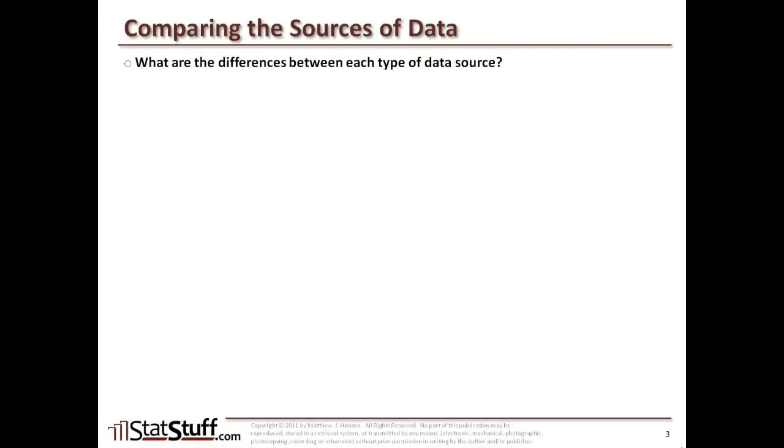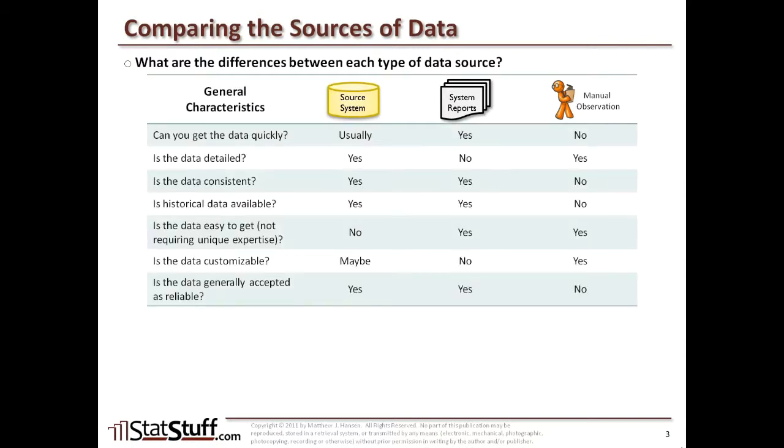Well, again, the different source systems that we refer to where we might collect our data are the source system or maybe multiple systems itself where we're collecting the data, or system reports that are coming from that source system, or maybe some manual observation where we're tracking that data manually. Well, let's do some comparisons between these different sources and talk about the differences between them. So for example, can you get the data quickly? Well, usually from a source system, you usually can, but it might require some additional expertise for someone to actually know how to pull the data from the system or getting access to the data directly from the system. So usually, if you've got a good resource, you might be able to get that data quickly.